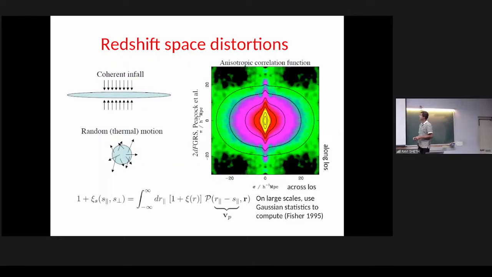So here again is the cartoon. So the cartoon is the infall. The coherent infall will make a sphere into an ellipse. Right? That means that now, because redshift space distortions are correcting distances along the line of sight, they're not affecting distances across the line of sight.